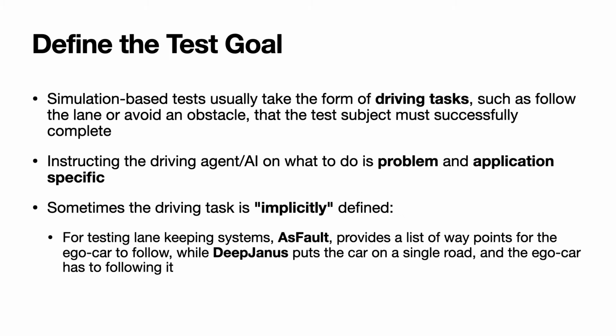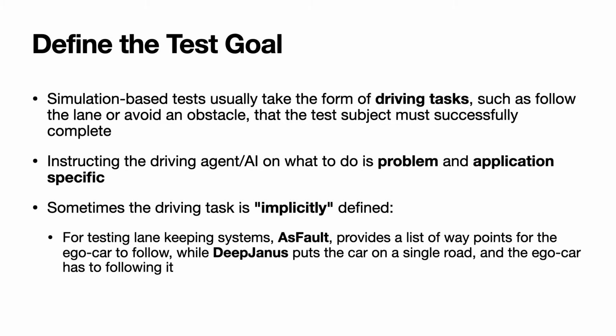For example, imagine that you have to test a lane keeping system. One possibility, which is what is implemented by the Asphalt tool, is to instruct the test subject about the entire path that it must follow on a complex road network. So Asphalt provides a list of coordinates or driving actions, like turn left at the next intersection or something like that, that the car can understand and follow.